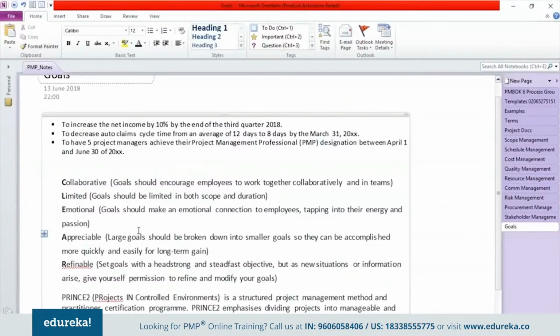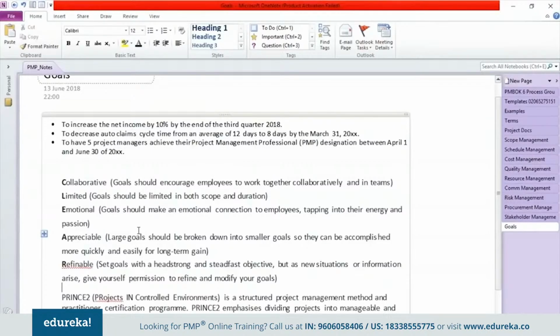Like as we say, clear, C is for collaborative. So it should encourage your employees to work together in a collaborative fashion. If there is clarity that I have to increase income by 10%, then I believe this will give a lot of insight to people on why we should be working collaboratively, because there is a goal, we can relate to that, there is good clarity. Limited: goals should be limited in both scope and duration. So here also, as you see, scope is very clear, they want to just reduce the cycle time. Scope is definitely very clear and limited, and there is also a duration attached to that.